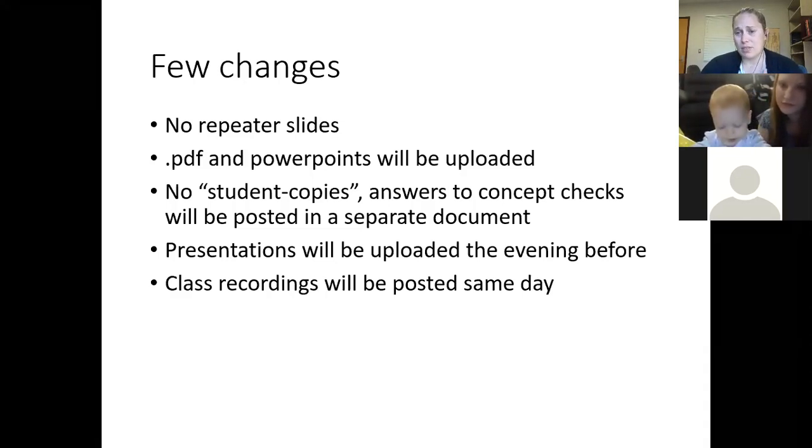There was a request that PDFs are uploaded, so I'll start saving them as PDFs and upload them as PDFs and PowerPoints. There won't be any student copies. The purpose of the student copy in the past was to not show you some of the clinical concept check question answers. So I'm going to be uploading those answers separately as a separate document, just so it doesn't create any kind of confusion as to the multiple copies presented on Moodle.